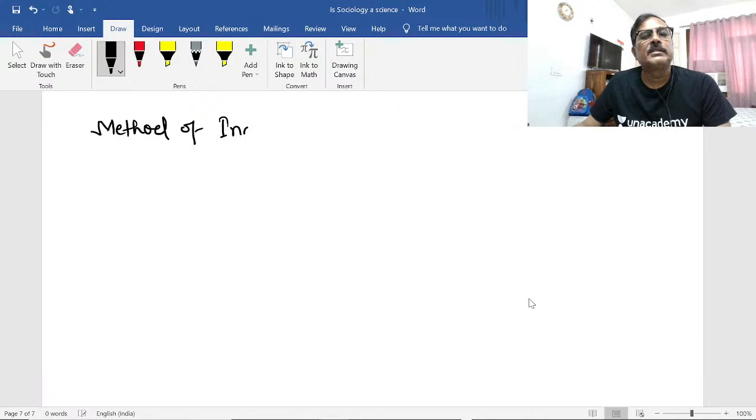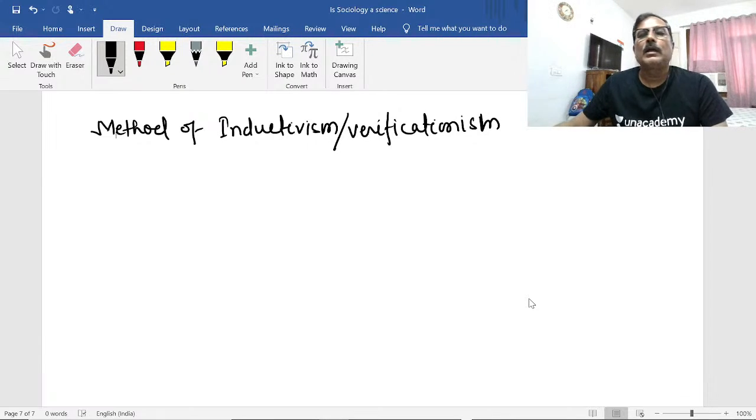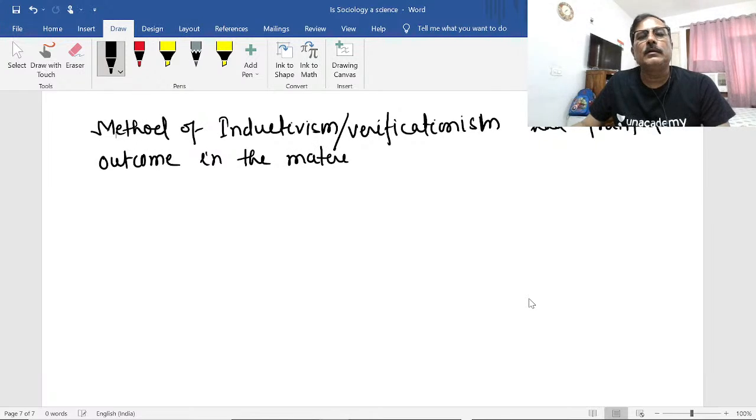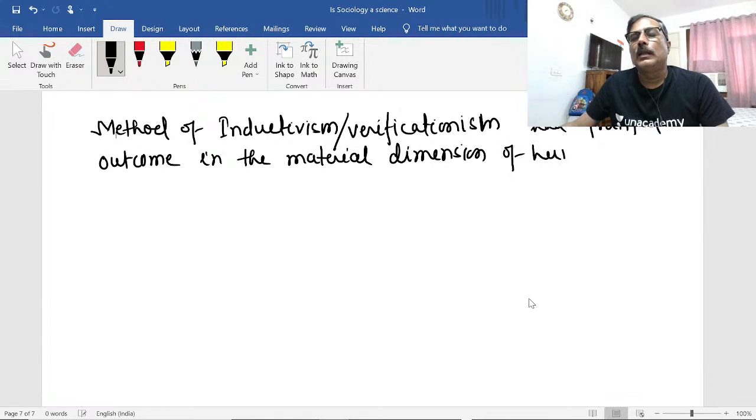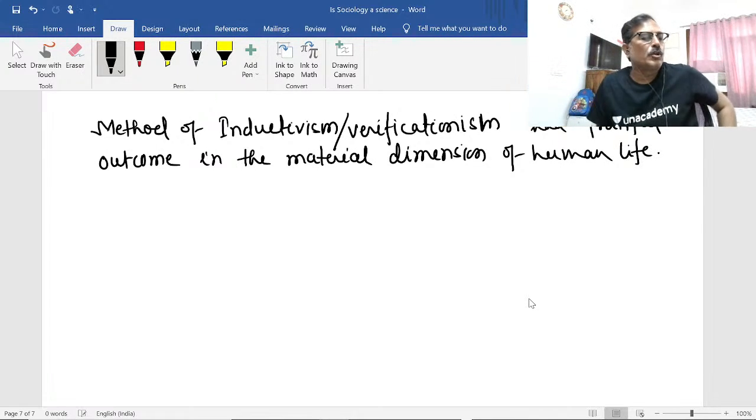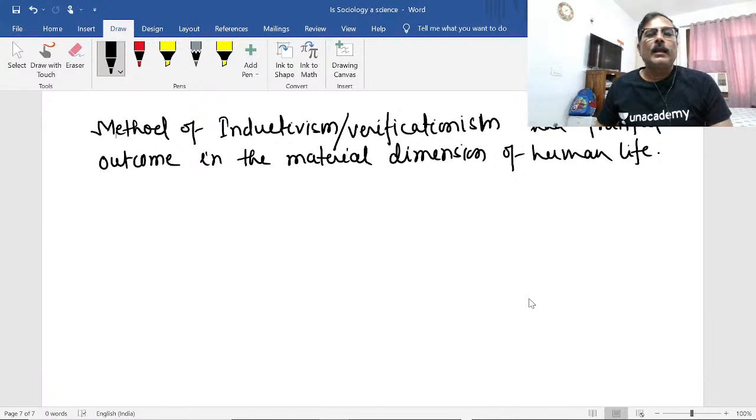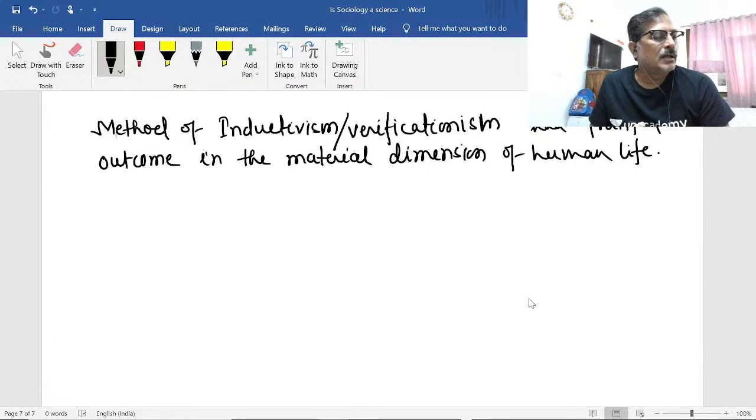So this method of inductivism, verificationism, had a fruitful outcome in the material dimension of human life, right? And at this point of time, only this method was described as scientific.